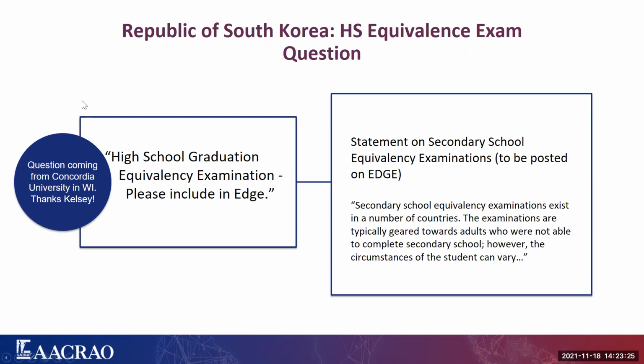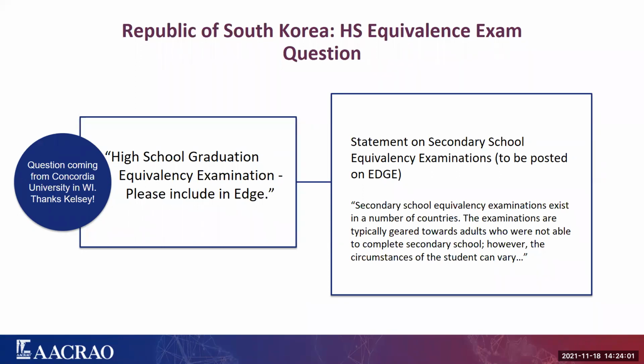Secondary school equivalency examinations exist in a number of countries. These examinations are typically geared towards adults who were not able to complete secondary school. However, the circumstances of the student can vary. The examinations are often organized around a core set of subjects, such as language, mathematics, science, and social science as well. Passing the examination is a demonstration that the individual has achieved the same minimum standard of knowledge of a high school graduate, usually affording the student eligibility for entry into higher education in that country.